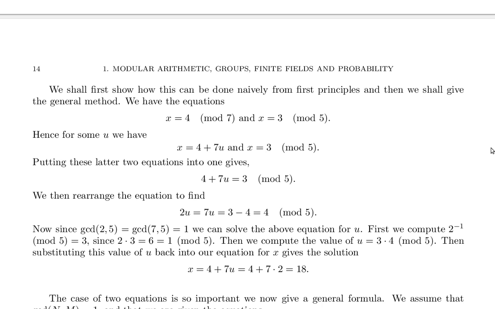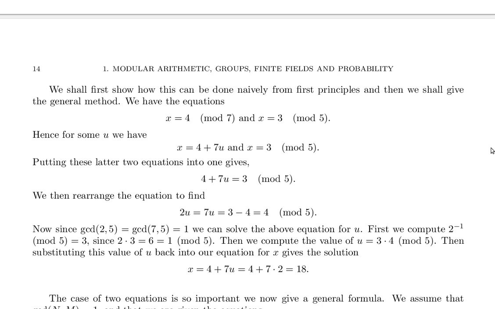We then rearrange the equation to find 2u equals 7u equals 3 minus 4, which equals 4, mod 5. 3 minus 4 is negative 1. Add 5 to it, and you get 4. So 2u equals 7u equals 3 minus 4 equals 4. So 2u is 4 mod 5.